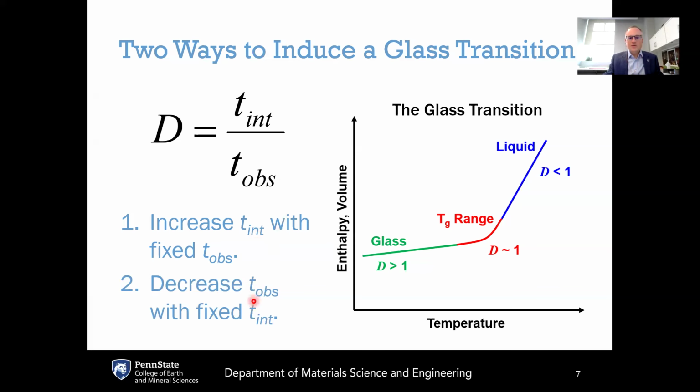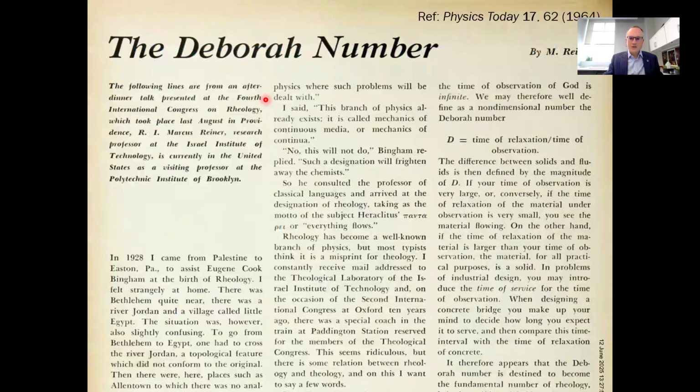So two ways to induce the glass transition. One is by increasing the numerator here while keeping a constant denominator, and the other way is to decrease the denominator while keeping a constant numerator. They both have the same impact on the Deborah number, and therefore they can both induce a glass transition.